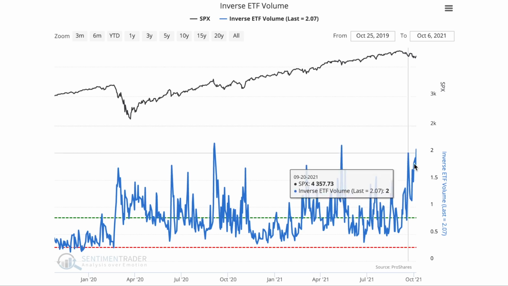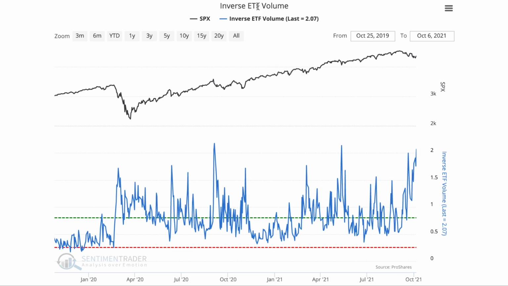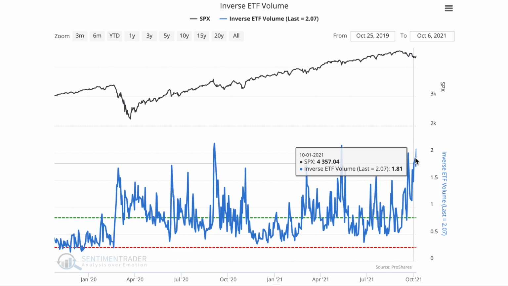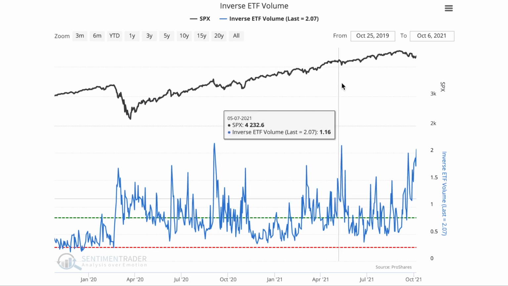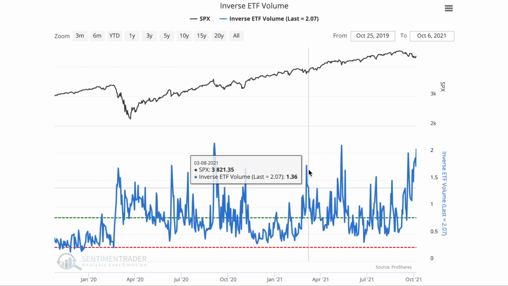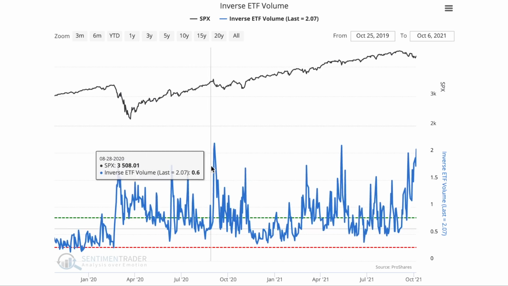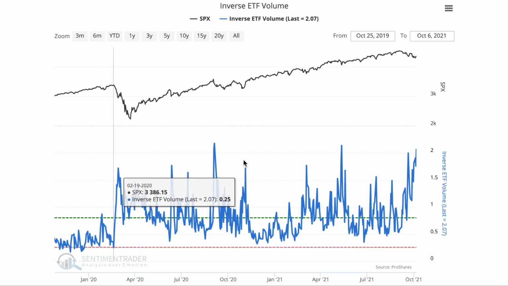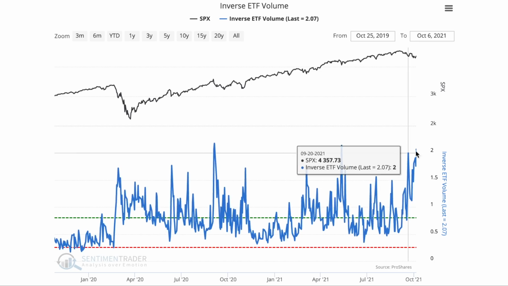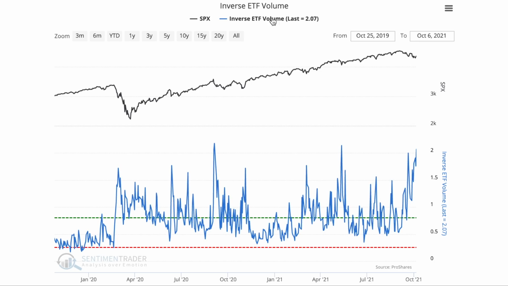And so recently we've seen this inverse ETF volume surge. Last time that happened was on this big bottom here. Before that, it was on this big bottom right here. And just every major bottom over the last year and a half has been timed with this inverse ETF volume. It's crazy how well it works.